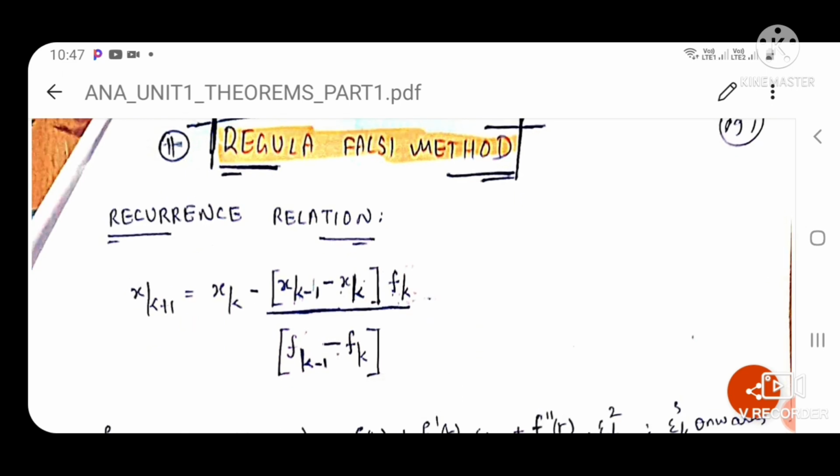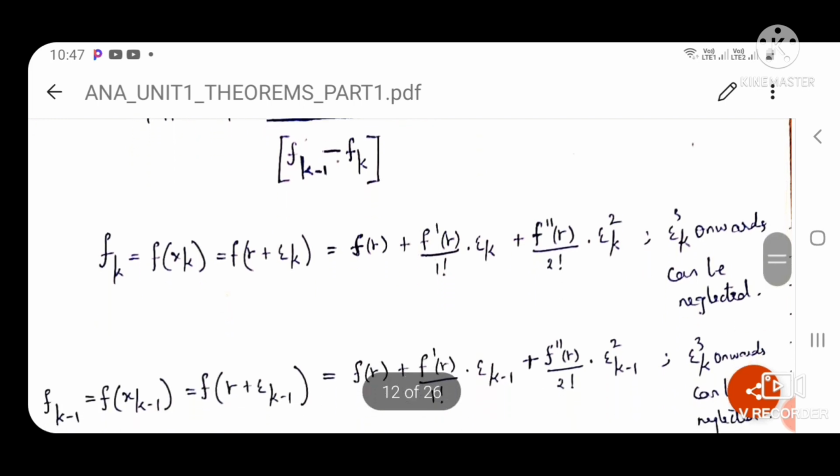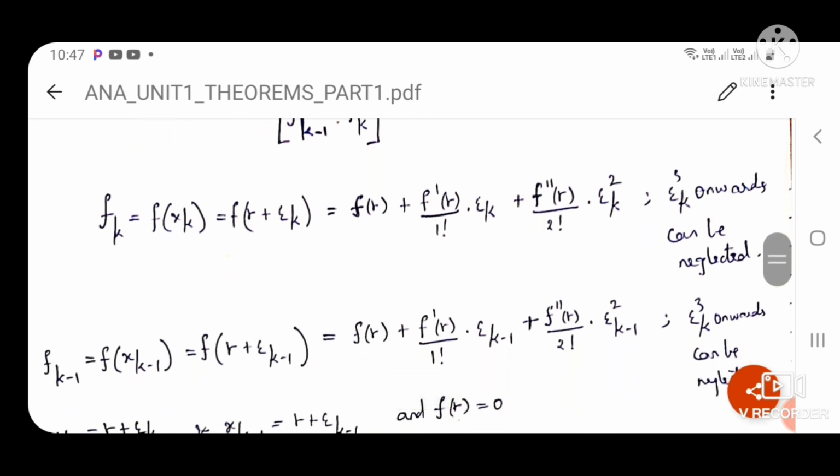the first step, we take the recurrence relation which is given in the following, and we need to find out fk, fk minus 1, xk minus 1, and xk. Now basically these are the things which need to be substituted in order to find out the recurrence relation. So we're finding out fk. Fk can be written as f of xk because it's an approximate root, and xk can be written as r plus epsilon k because usually xk is of the form r plus epsilon k. Hence we now expand it in the form of Taylor series.